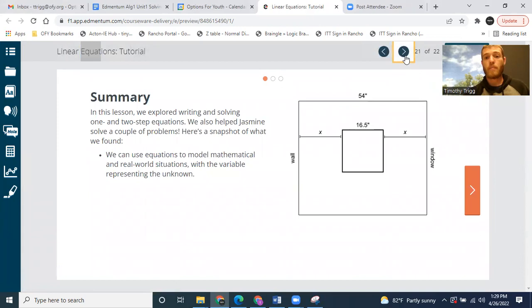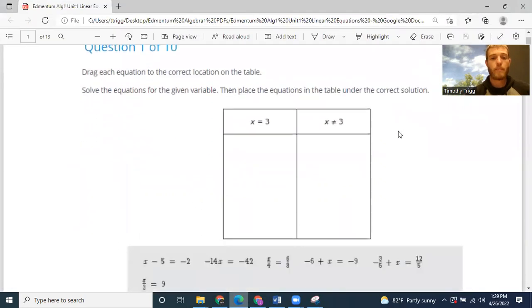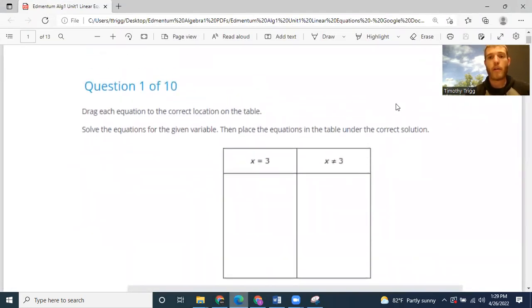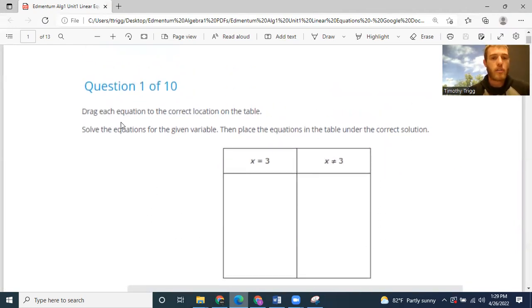Okay. Next, we're going to go over the practice and then the mastery test. Let's go over the practice now. When you go after the tutorial, you should see the practice and your first question. I'm gonna go over every question that's in the practice, okay? And we're just going to get some practice. Again, write down everything I write and everything I tell you to write, write that down too.